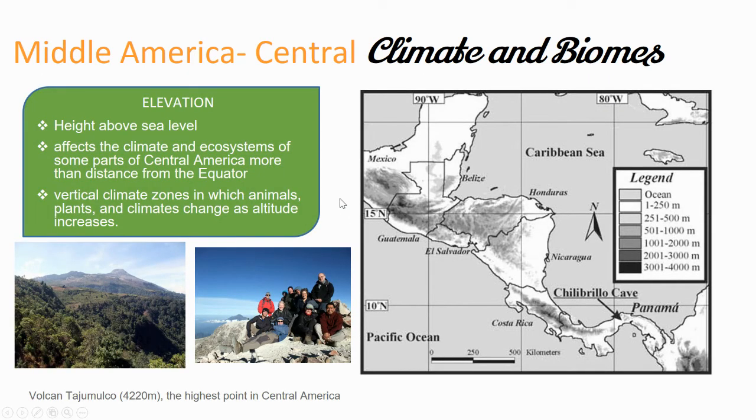Elevation, which is the height above sea level, also affects the climate and ecosystems of some parts of Central America more than distance from the equator even. Vertical climate zones are those in which animals, plants, and climates change as altitude increases. You can stop and look at this map. I want to talk to you more about this map later. I want to see what you do and don't see about this map.